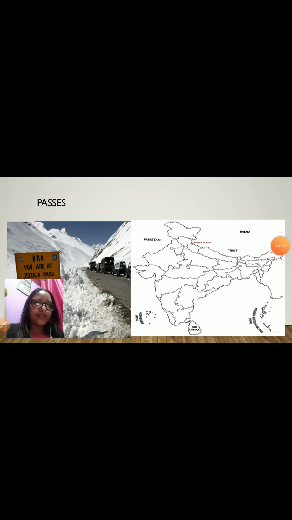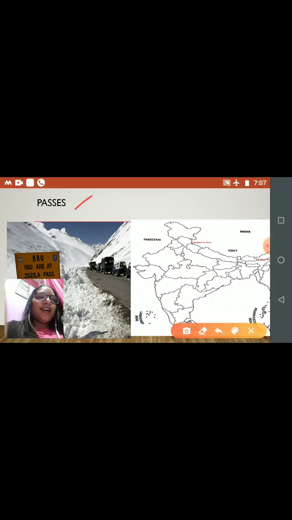Another important feature is passes. This is also important. There are many passes in the Himalayan ranges which enable people to travel and carry on their trade across the northern mountains. Though these passes are at very high altitude and remain snow covered most of the year, they are often the only means of communication across these towering ranges.